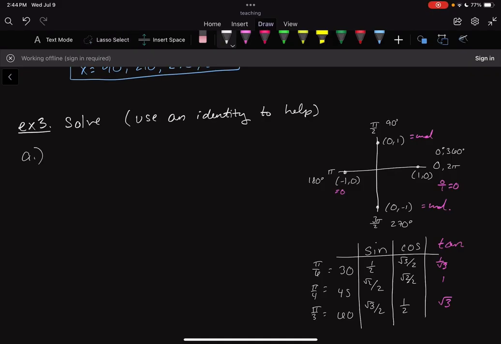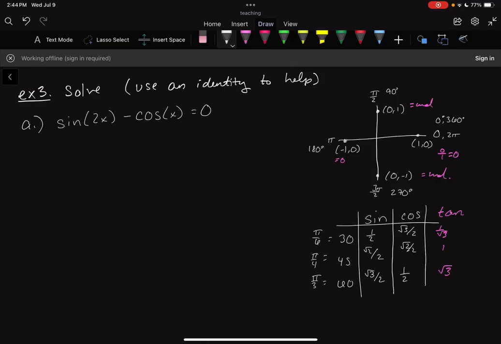So for the first one, let's do sine 2x minus cosine x equals 0. And it could also have the cosine on the other side to start off with. Let's do that, actually. Sorry, I changed my mind. I want it to equal cosine x because I think that makes it a little bit more work for you, so maybe a little harder. And I'll do a few of these.